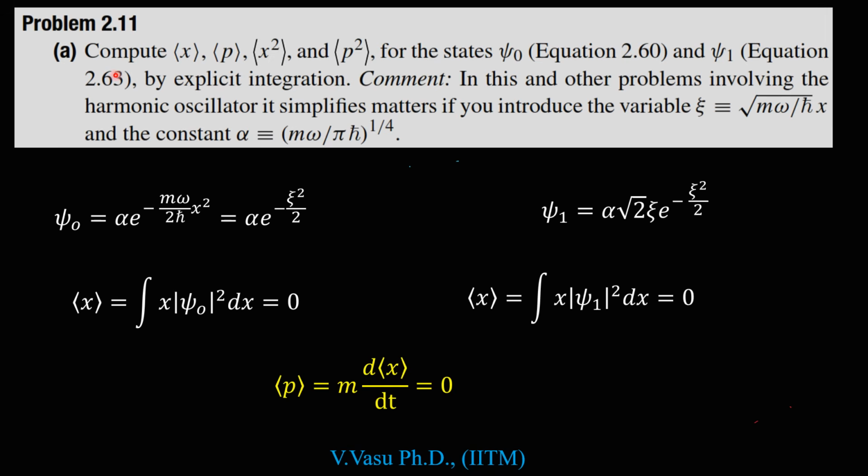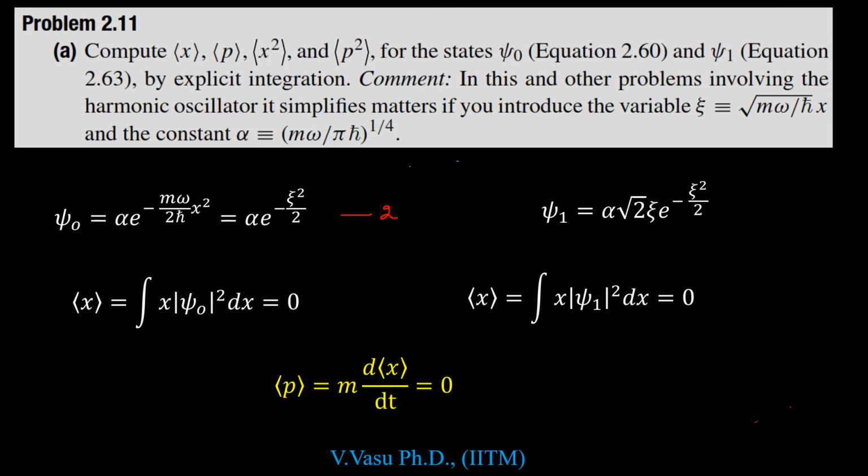Today we will solve problem 2.11 of Griffiths, Introduction to Quantum Mechanics, third edition. It consists of three parts. Part A is: compute the expectation values of x, p, x squared, and p squared for the states psi 0 and psi 1, by explicit integration.